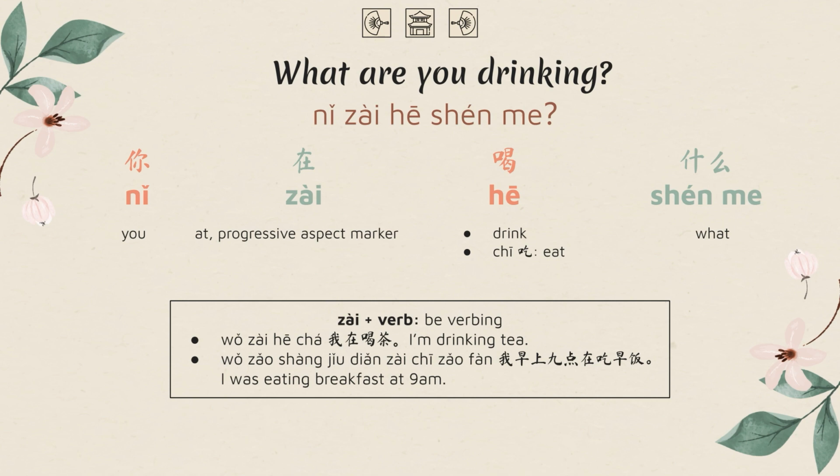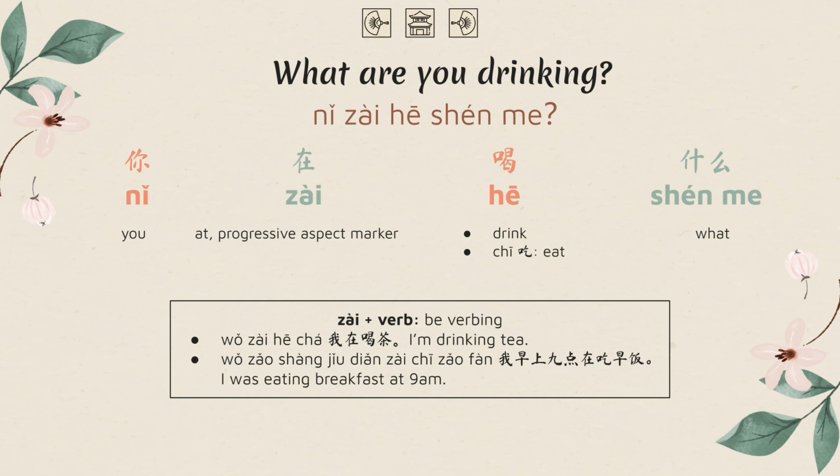It indicates the continuous aspect of the verb. For example, 我在喝茶。I am drinking tea. 喝茶 means to drink tea. And it doesn't have to be in the present tense either.